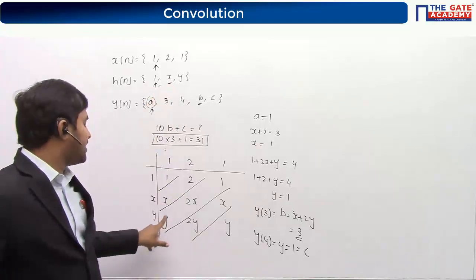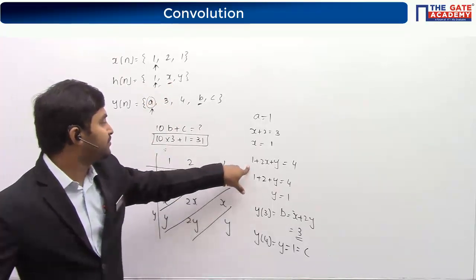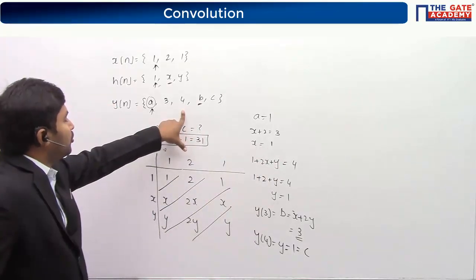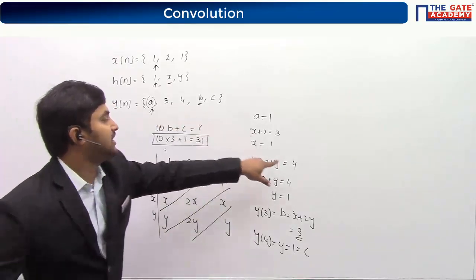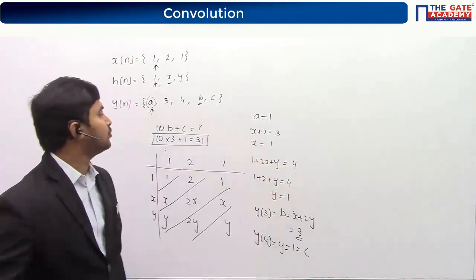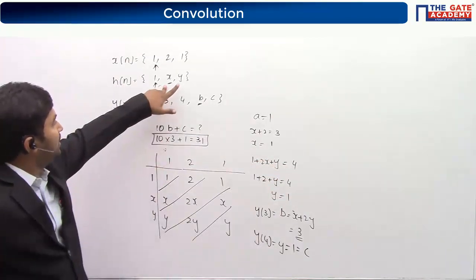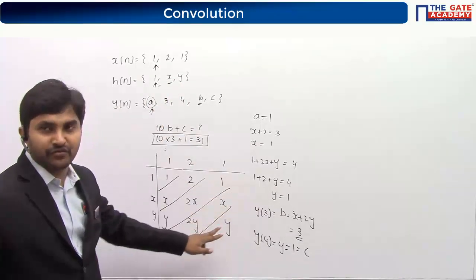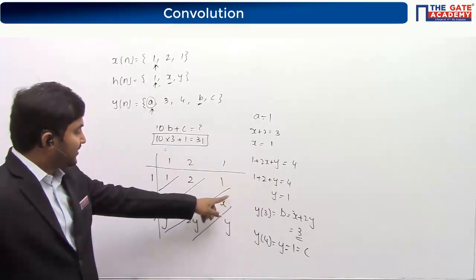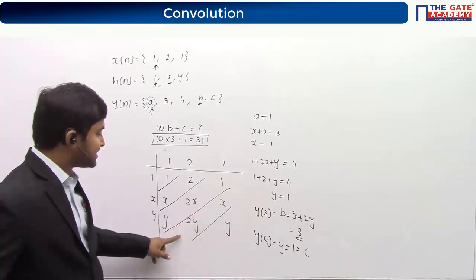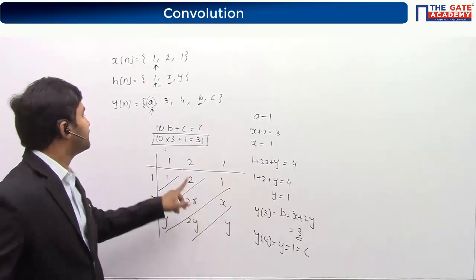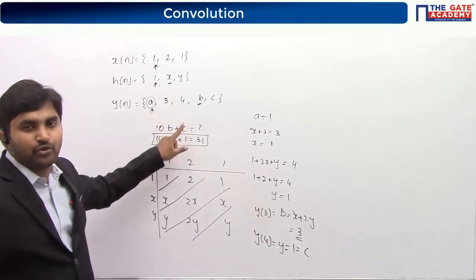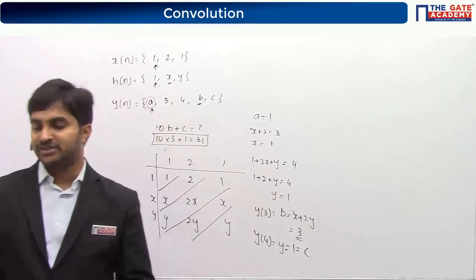Next, we will be finding y. Y plus 2x plus 1 is equal to 4 according to the output already given to us. Here we will get the value of y to be equal to 1. So the value of x is 1 and the value of y is also 1. Now we are in a position to find y of 3 and y of 4. The value of y of 3 is 3 and the value of y of 4 is 1. So we substitute 10 into y of 3 plus y of 4: 10 into 3 plus 1 is going to be 31.